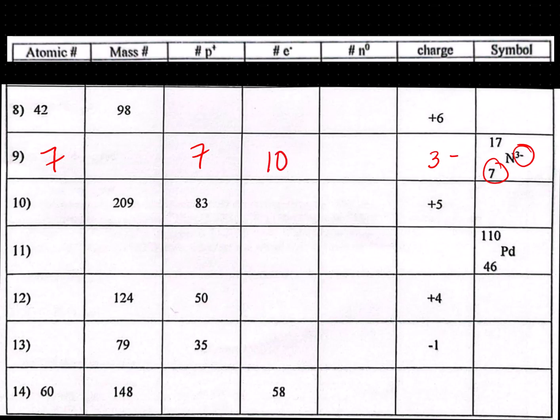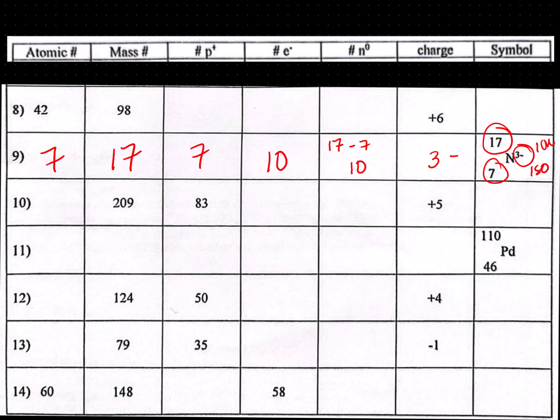The mass number given was 17, so that's the given mass number. So the number of neutrons is going to be the mass number 17 minus the protons, which is 7, which will be 10 neutrons. This is an ion because it's charged, and it's also an isotope.